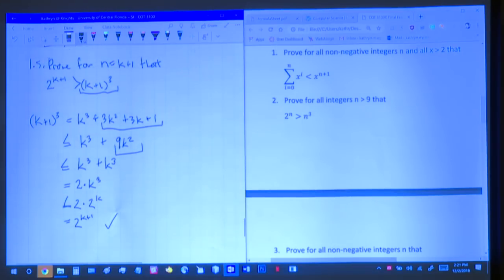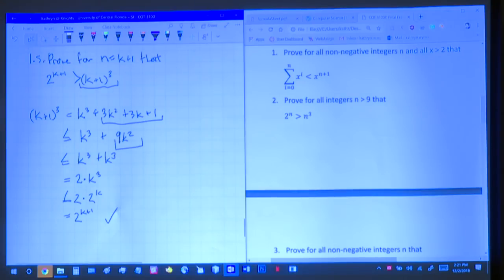How did you draw that conclusion on the last bit of the first line? This one? The one above that. Yeah, this one. How did we get to 9k? Well, if k is equal to 10, we have 3 times 100 plus 3 times 10 plus 1, and that's equal to 331. And 9 times k squared is equal to 900. So the greater we get, the greater this difference will end up being. So we could just fudge it and make that replacement.